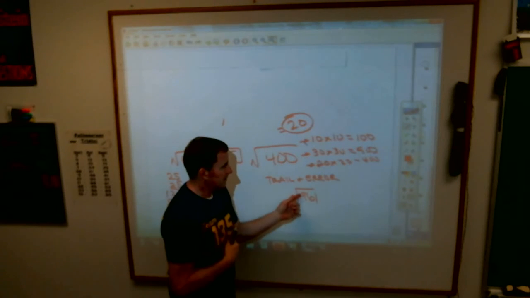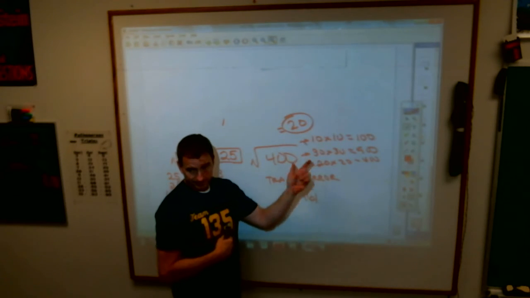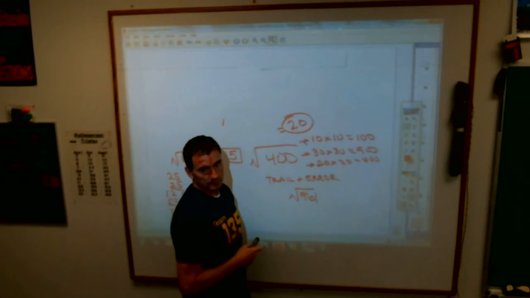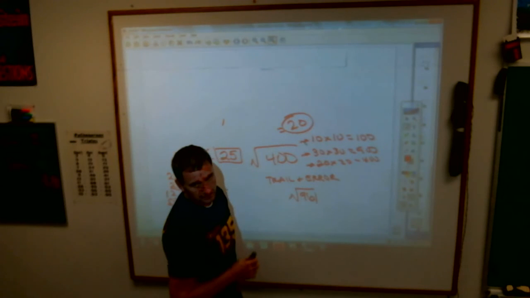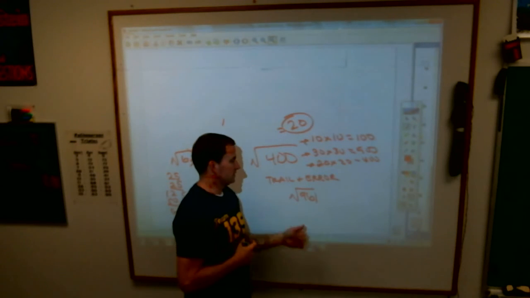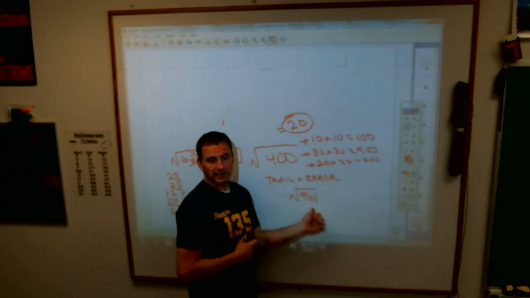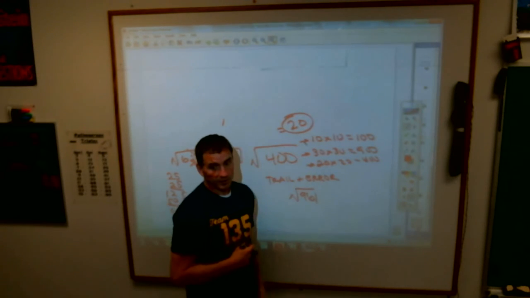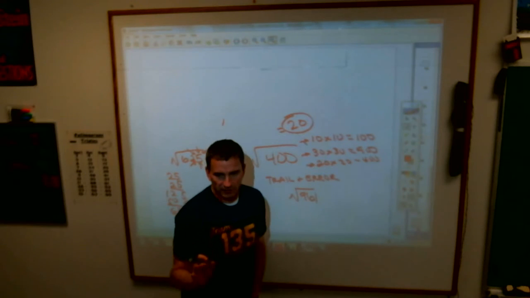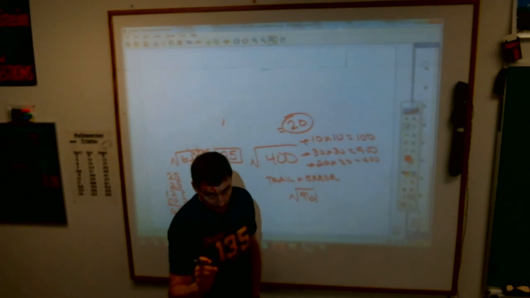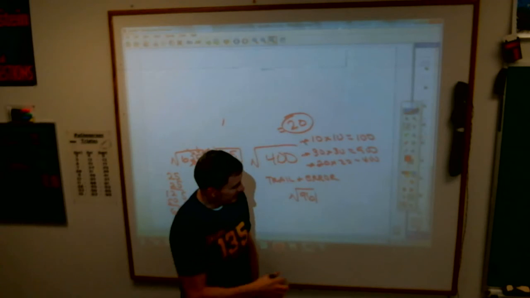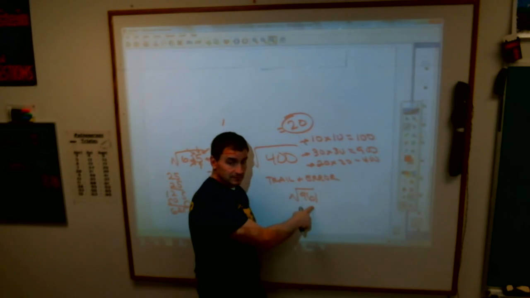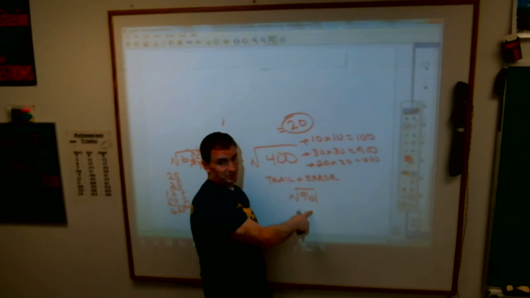So should I try 39 times 39? No. Why not? It's not what the number ends with, it's what it ends with when you multiply it. 9 times 9 is 81, so that ends with a 1.